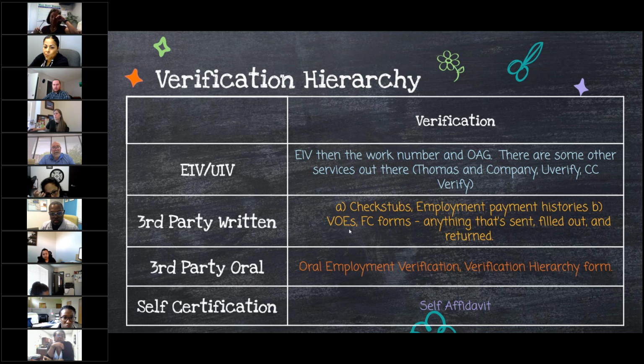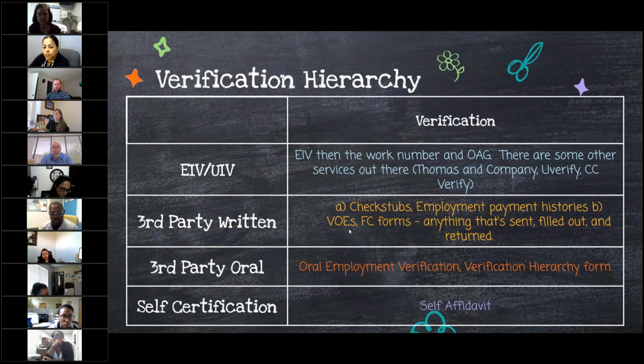Anytime we get below this point is where we need to have a verification hierarchy memo in the file explaining the attempts I made. I tried to send a VOE here, here, and here. The household doesn't have 4 check stubs. They just started this job. So then we went on to oral or self-certification.